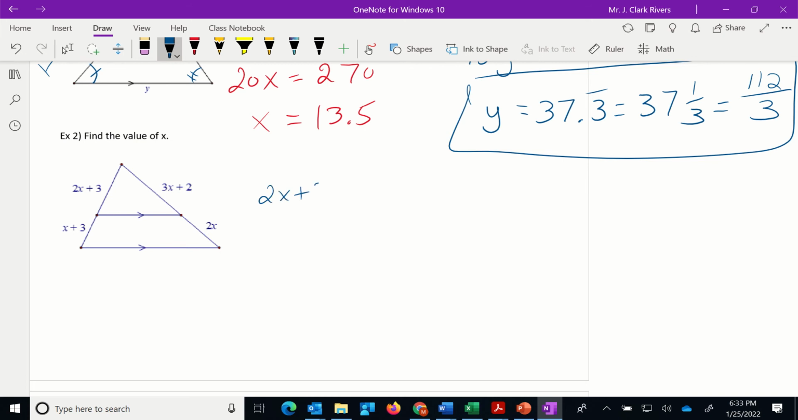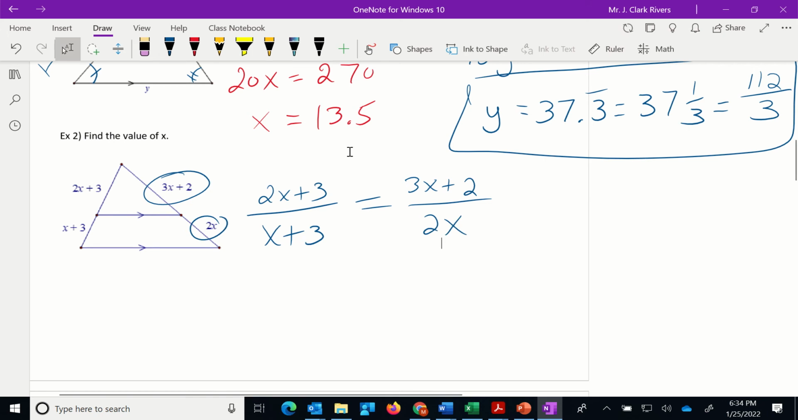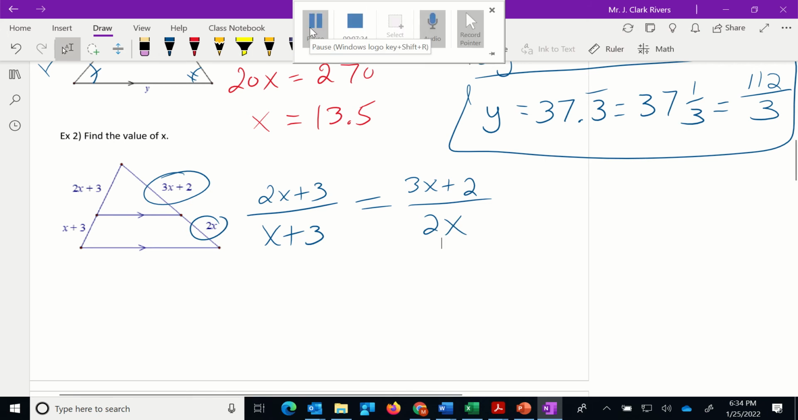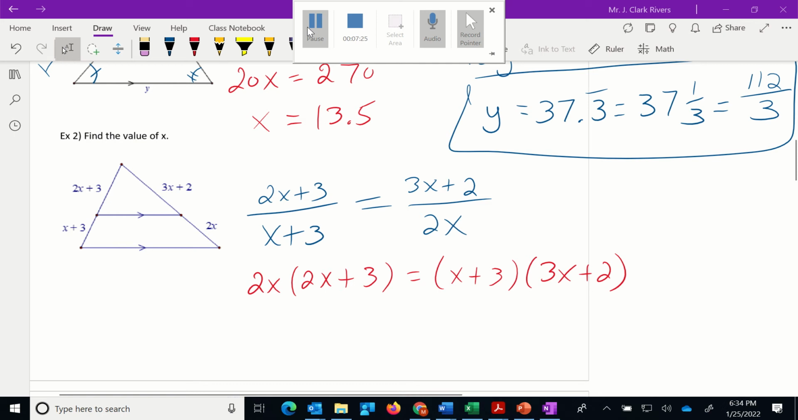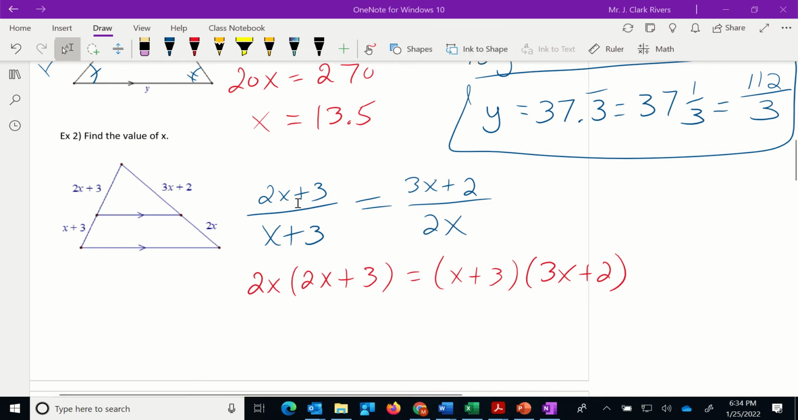2x plus 3, that's the top here, over bottom, x plus 3, is equal to top 3x plus 2 over the bottom 2x. Okay, so now we cross multiply and solve. Remember to use the distributive property. Ooh, and we have a tough one here. We're going to have a quadratic, I think. So 2x multiplied by 2x plus 3. Remember, we have to use the distributive property here. We'll do that in a second.